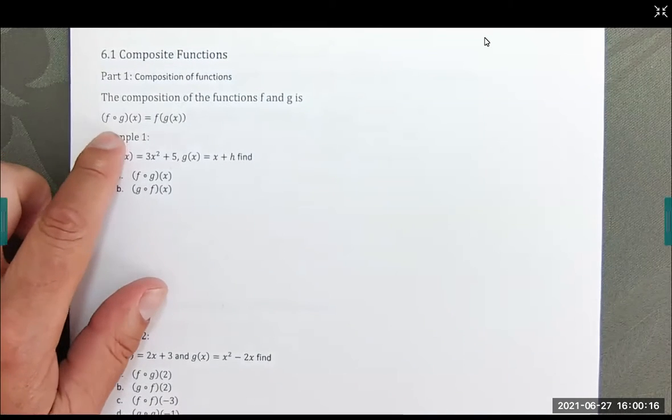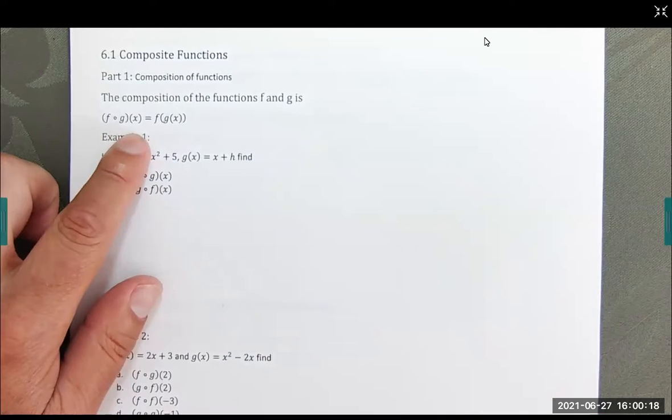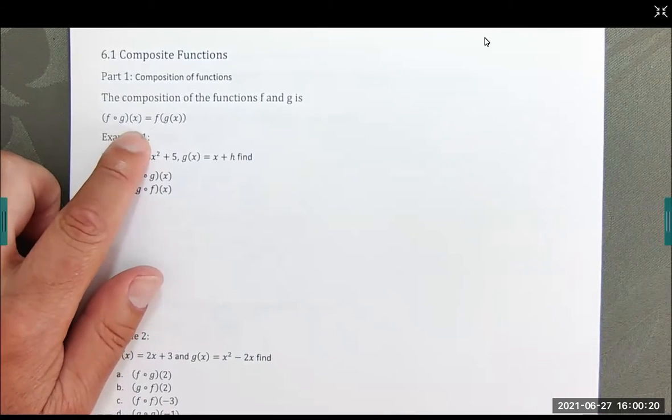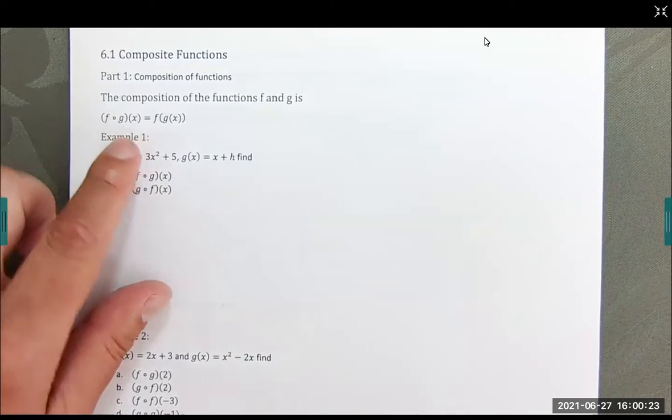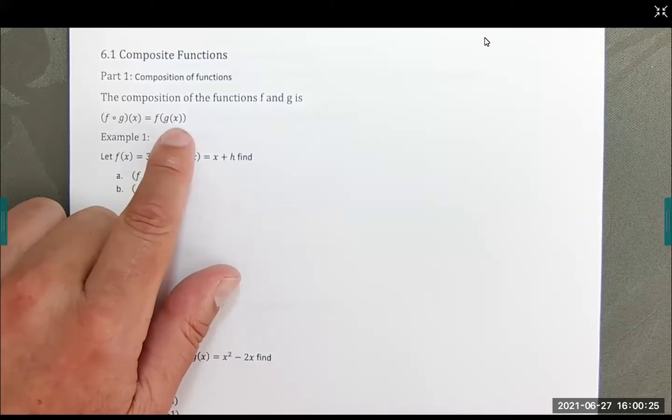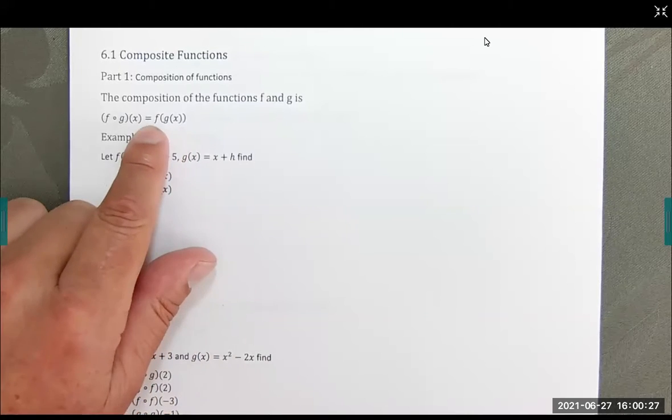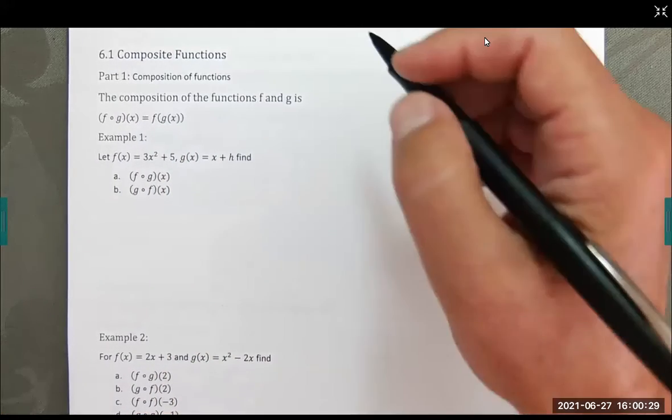So this is pronounced f composite g of x. That is not times x. X is the domain of g. And g of x, its range, is the domain of f. Try to sort that out.